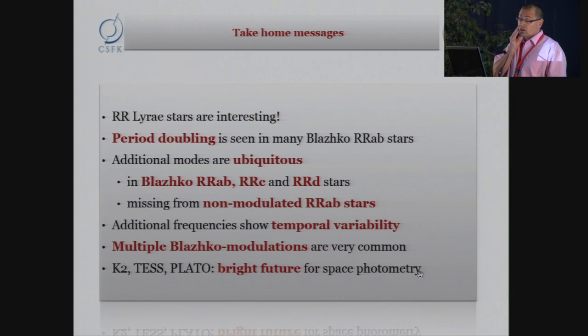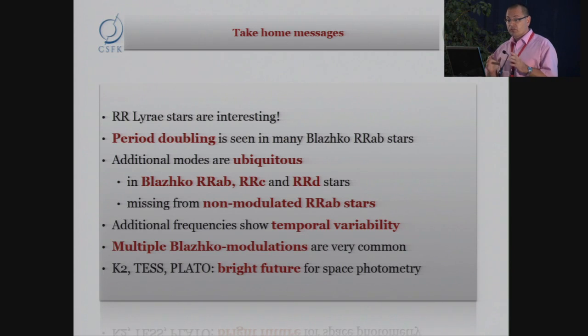So these are my conclusions. RR Lyrae stars are interesting. Period doubling is seen in the majority of the Blazhko stars now. Initially, a few years ago, we found it in some stars, but now the majority of these stars show period doubling. And even if we consider that period doubling is usually seen only in short sections of the light curves, then this 2/3 or 66% can be even higher.